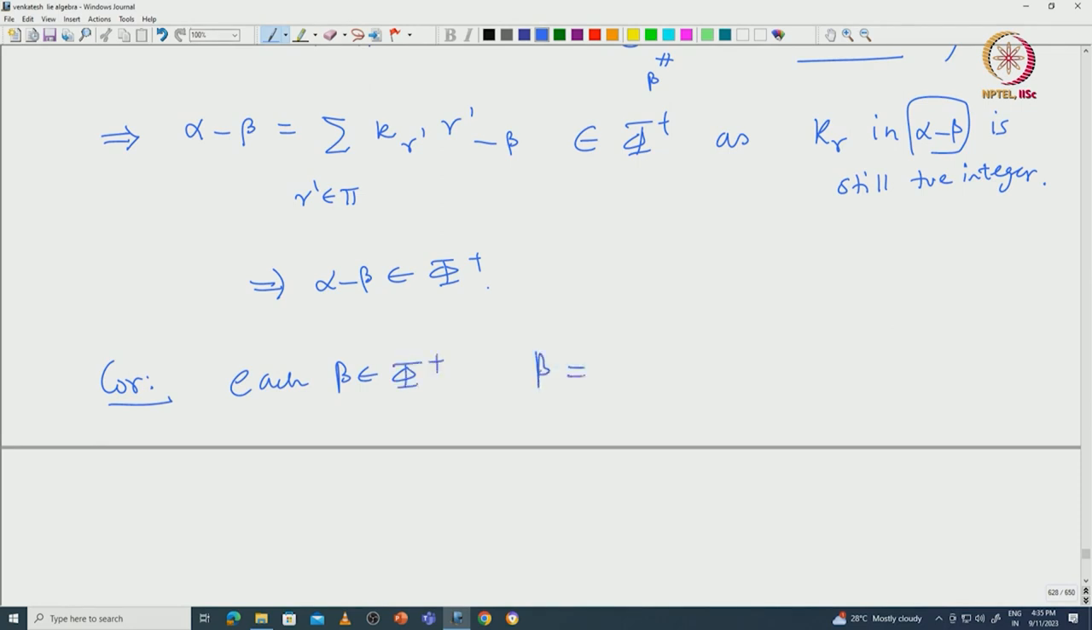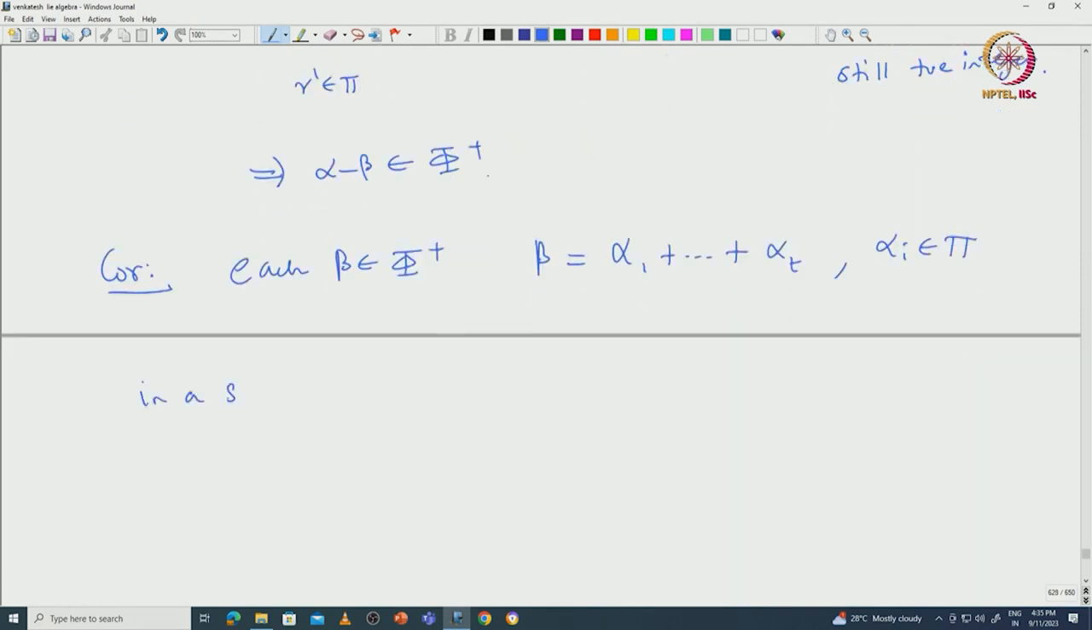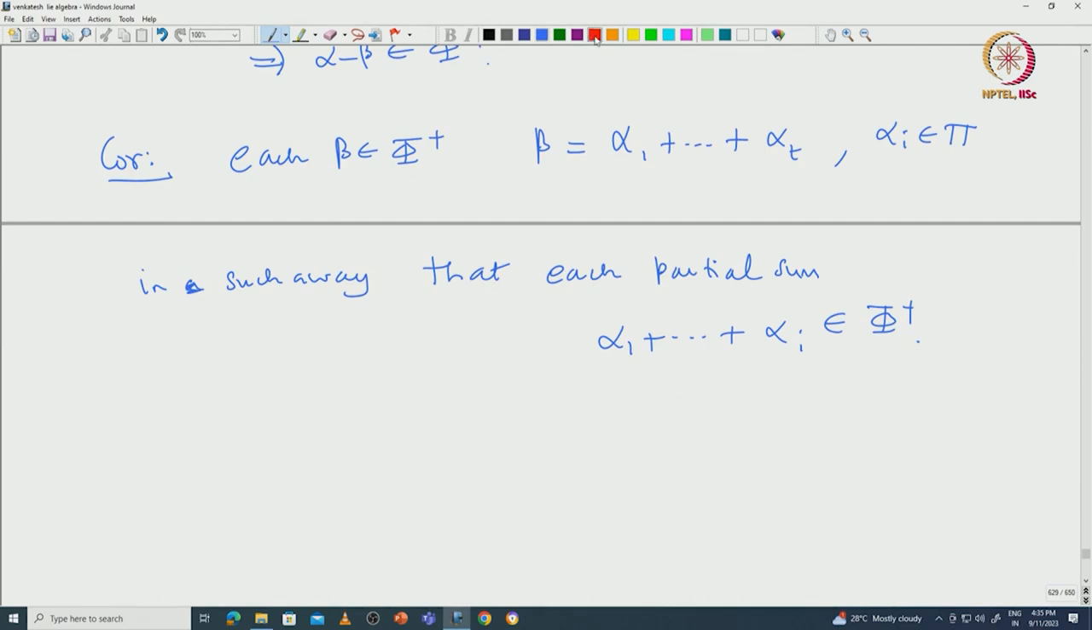this beta can be written as some alpha 1 plus etcetera plus alpha t, where these alphas come from pi in such a way that if you take any partial sum, alpha 1 plus etcetera plus alpha i, this will again be a positive root. Okay. So, this is something you can prove using induction and the earlier lemma.